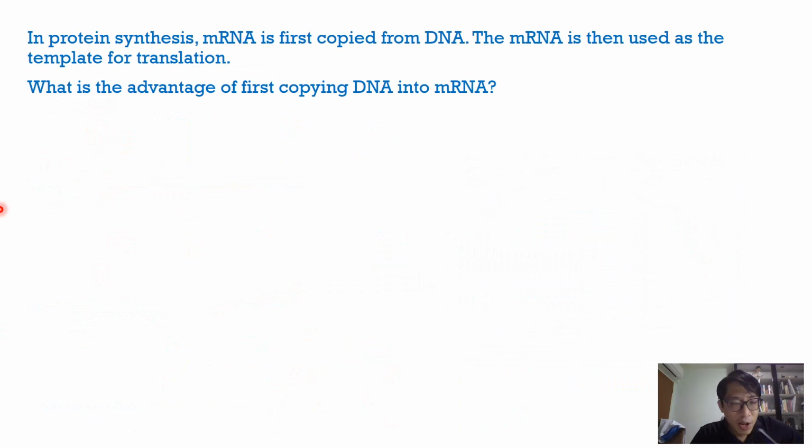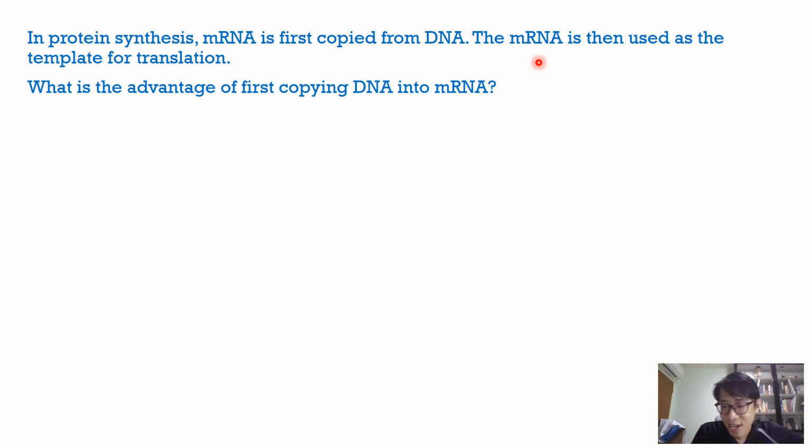Okay, so a question here. Why must the DNA be first copied into mRNA? Why have this extra step? Why can't we straight away use the DNA to make the protein in translation? Why is there a need for the DNA to be copied into mRNA, which basically carries the same information? So why copy something that is rather the same? Why don't we use the DNA straight away for translation? Now think about it. What's the advantage of copying into mRNA?